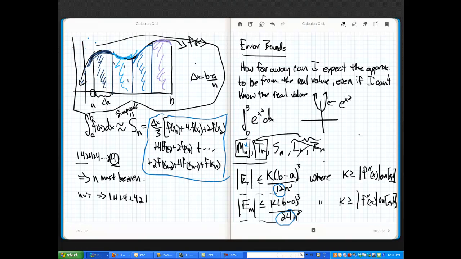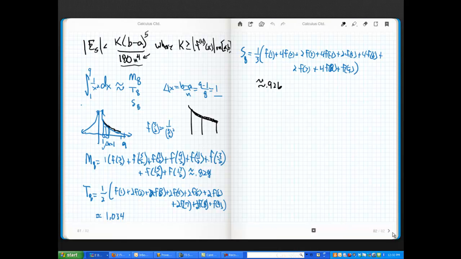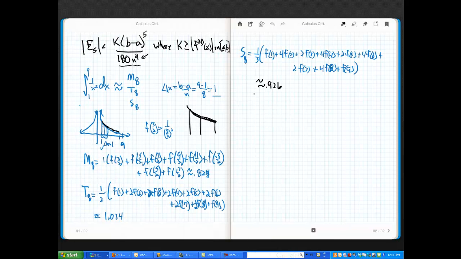The first thing we have to do is figure out what b and a are. That's easy enough. I got 1 and 2 as a freebie. I know what n is. It was 8, right? We had 8 subintervals. And then I have to figure out what this k thing is. I know that k has got to be greater than or equal to.